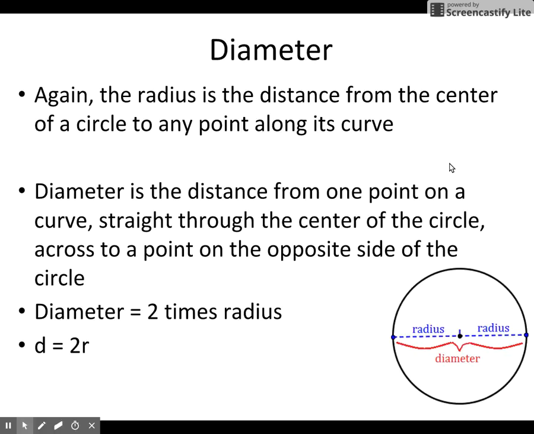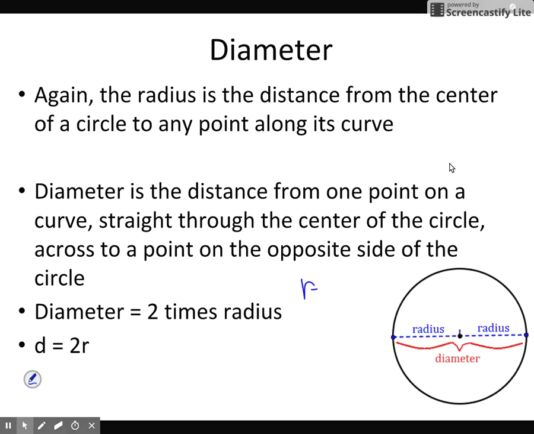If you are looking to find the radius, all you need to do is take 1/2 of the diameter, or you can represent it as r equals 1/2 the diameter. So you can do it both ways.